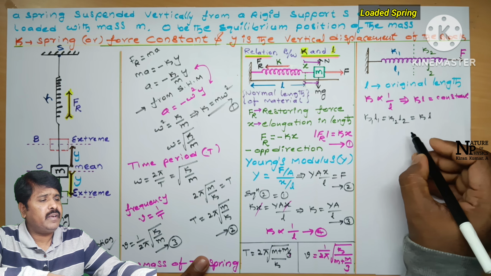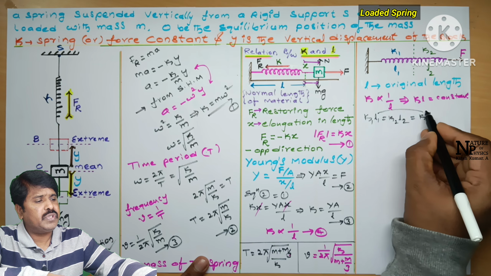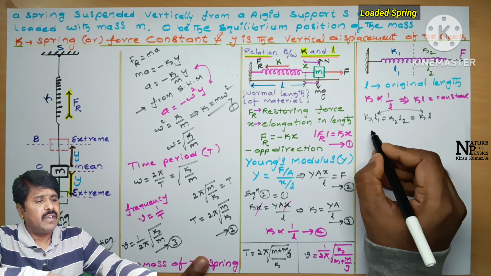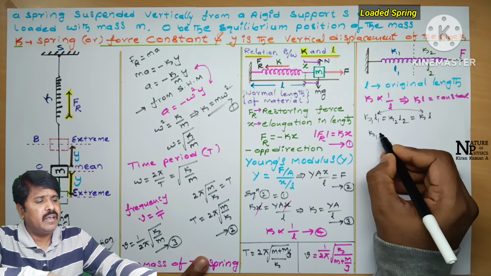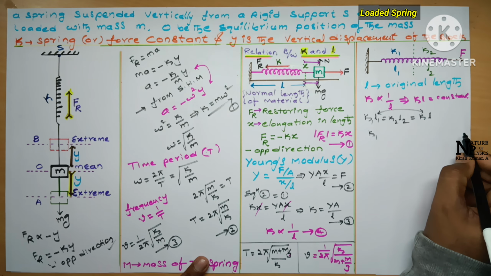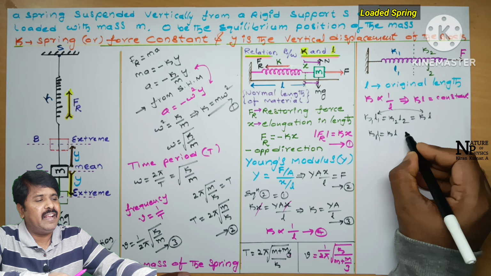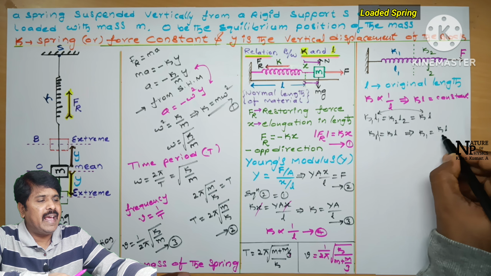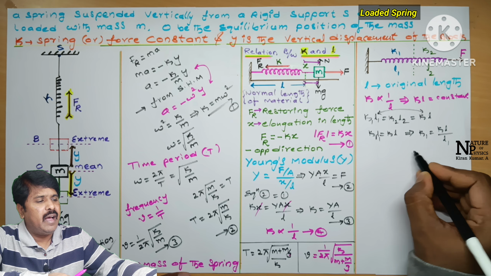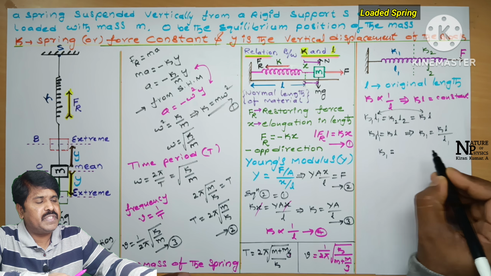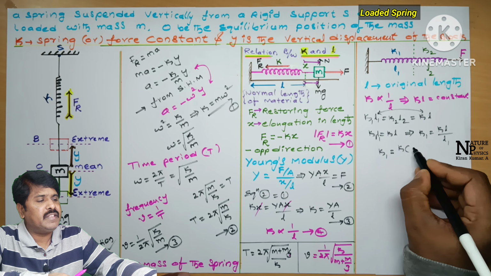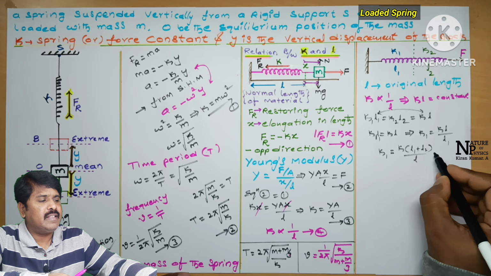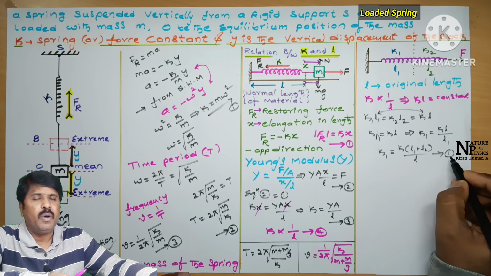KL. Okay student, from this, between the first and last we are going to get the relation, that is K1 L1 is equal to KL. From this equation K1 is equal to KL divided by L1, and also we can write K1 is equal to K times (L1 plus L2) divided by L1. This is written as equation number 1.